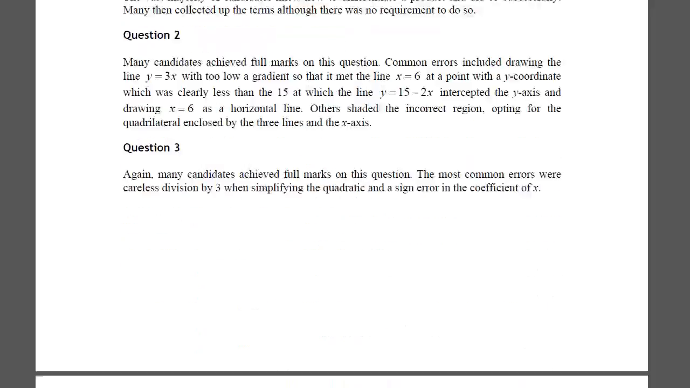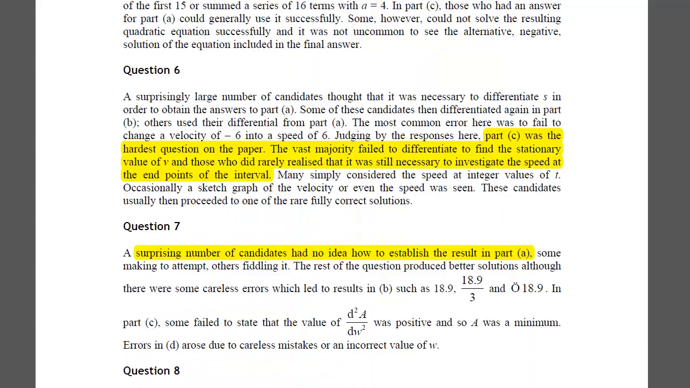Now, paper one, the first thing that they mentioned was question number 6 in kinematics. This is kinematics, and this is the most difficult question in the paper. Part C was the hardest question on the paper. That means you don't have to worry about it.